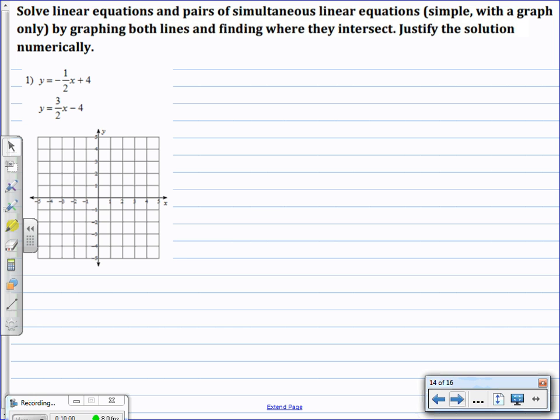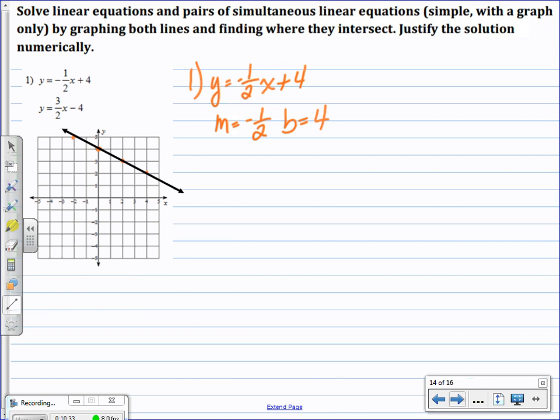And here we go. I'm going to do the same thing. Number one equation says y equals -1/2 x plus 4. So my slope is going to equal -1/2, and my y-intercept equals 4. So I'm going to go to 4, and then I go down 1, forward 2. Down 1, forward 2. Okay? Draw your line. Awesome. Okay? Then I'm going to do the second one.